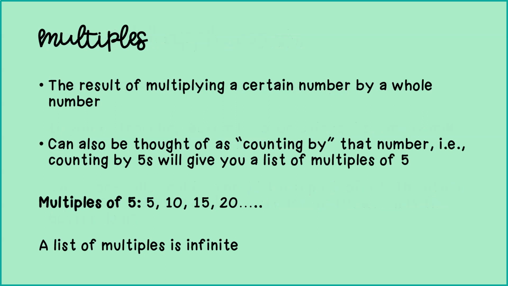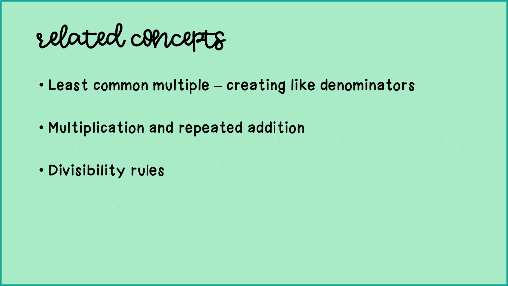Multiples, on the other hand, are a product. They're the result of multiplying a number by a whole number. And a lot of times the students think of it as counting by that number; counting by 5s or counting by 10s will give you a list of multiples. So in contrast to factors, the list of multiples is infinite. So they're always just asked to find either the first 4 or 5 multiples or the least common multiple, which we will talk about coming up.